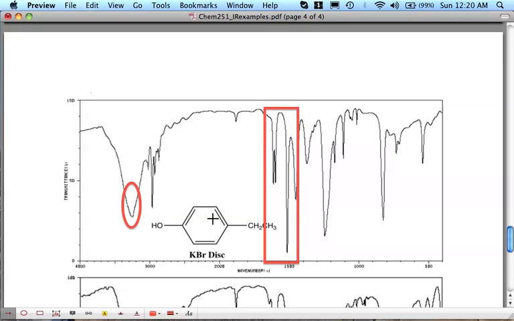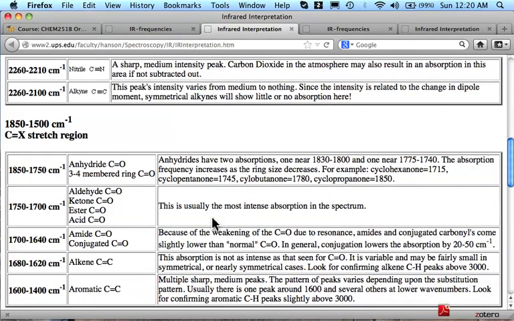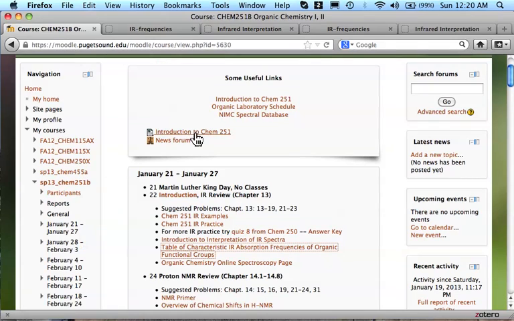Now when I say most of the databases that we look at, what databases am I talking about? Well, let's go back to our Moodle page here. I want to show you right up here, I put it under our some useful links because we'll be using this for more than just IR, we'll be using it for NMR and mass spec, etc. It's this NIMC spectral database.